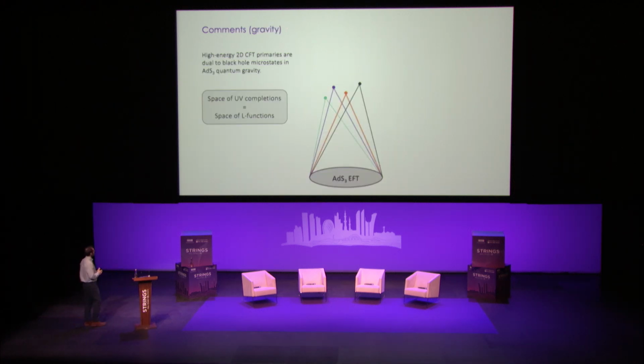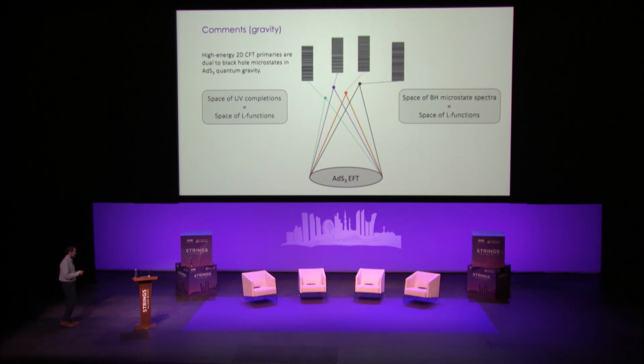Okay, now on the gravity side, we all know that high energy 2D CFT primaries are dual to black hole microstates in AdS3 quantum gravity. So given some AdS3 EFT at low energies, the statement is that the space of UV completions is the space of these L functions. Whereby space of L functions, that's shorthand for this kind of L function, degree 4 self-dual with this gamma factor and so on. Another way to say this is that the space of black hole microstate spectra that correspond to the frequencies of these L functions, right, that is the space of these L functions as well. That's what it means to UV complete in this spectral language.